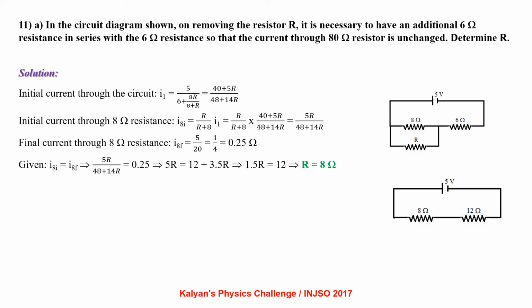Initial current through the 8 ohms resistance, I8 initial, is R by (R plus 8) into I1, that is R by (R plus 8) into (40 plus 5R) by (48 plus 14R), which is 5R by (48 plus 14R). You know, in a parallel combination, current divides in the inverse ratio of resistances. Final current through the 8 ohms resistance, I8 final, is 5 by 20, that is 1 by 4. Given I8 initial equals I8 final, so 5R by (48 plus 14R) equals 0.25, which gives us R equal to 8 ohms.